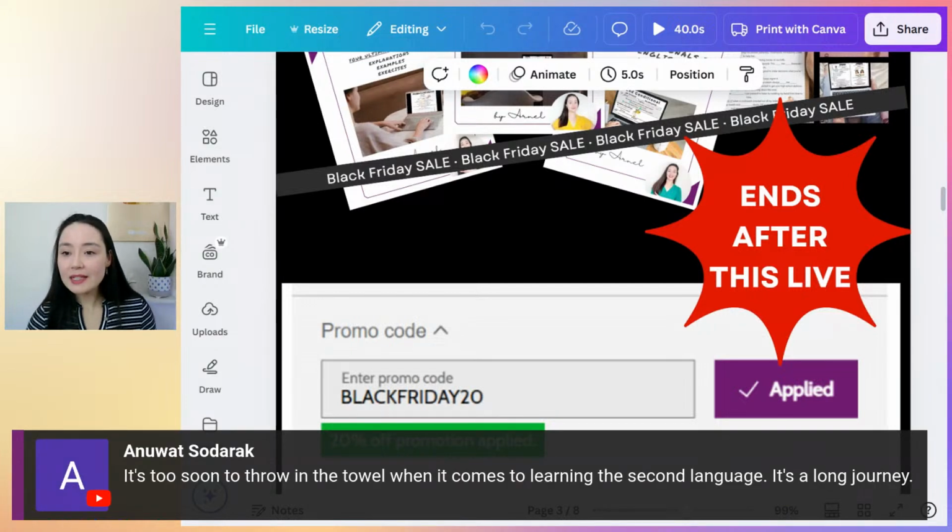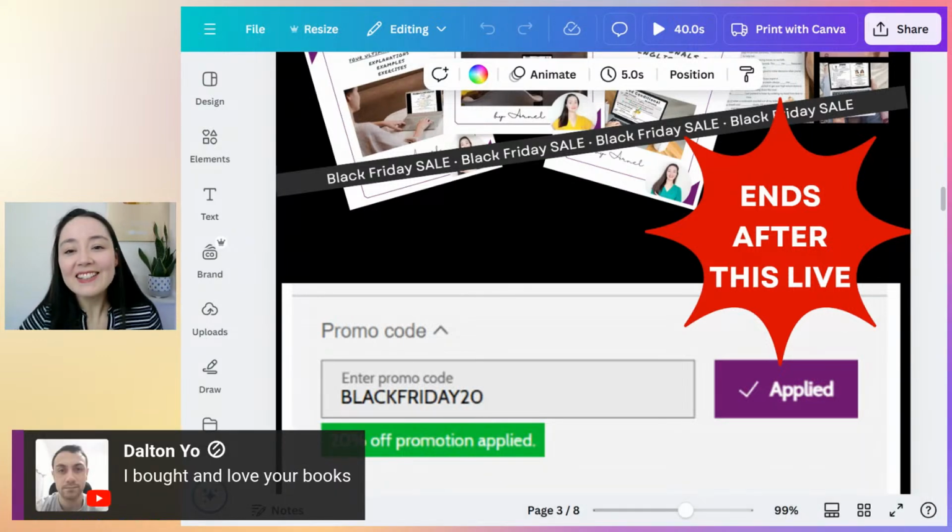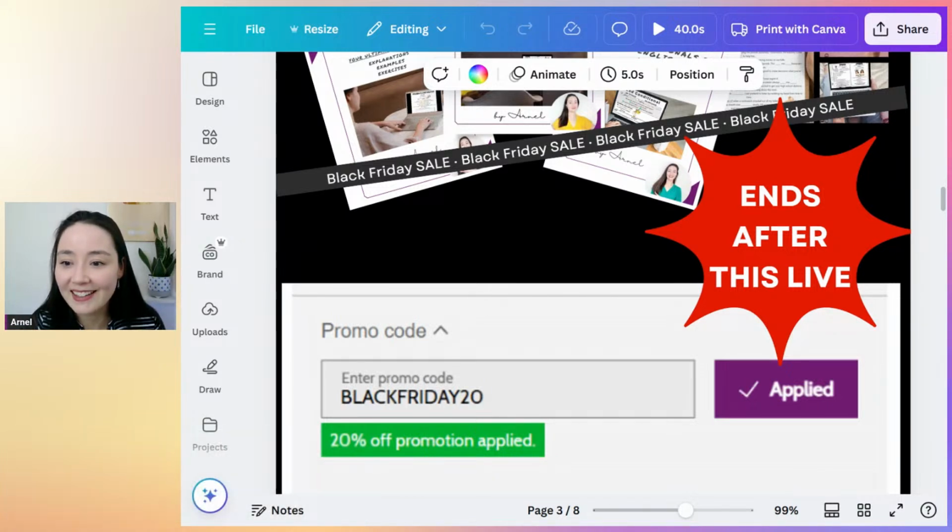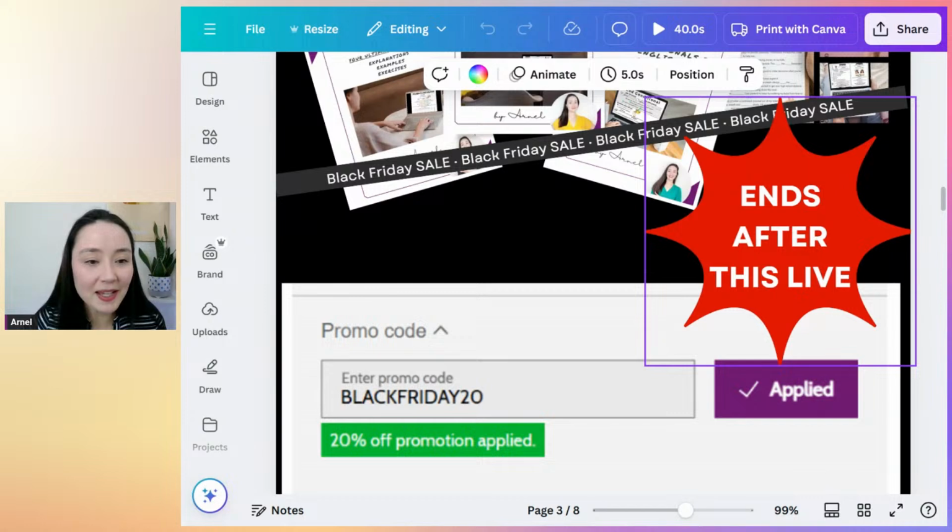I knew what? Oh, this is a nice example. It's too soon to throw in the towel when it comes to learning a second language. It's a long journey. Absolutely. Again, take a break if you're tired, but don't throw in the towel, especially not with English. Dalton, thank you so much. I bought and love your books. I'm really, really happy to hear that, and I really hope they help you. Thank you for such a nice comment. Okay. Good. Let's keep going.